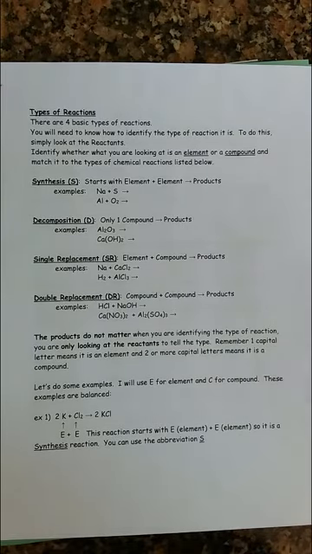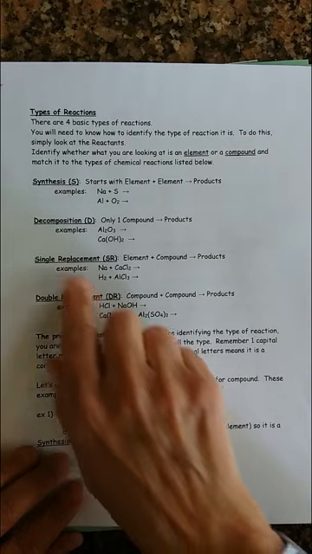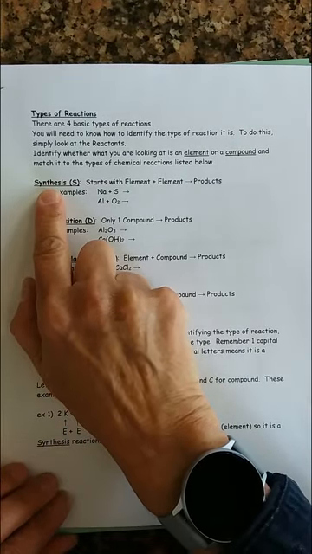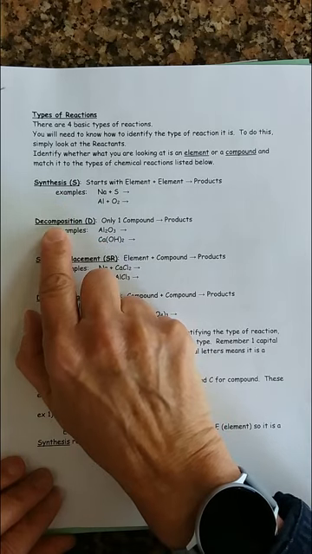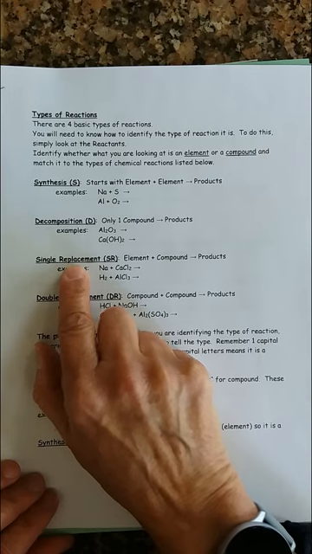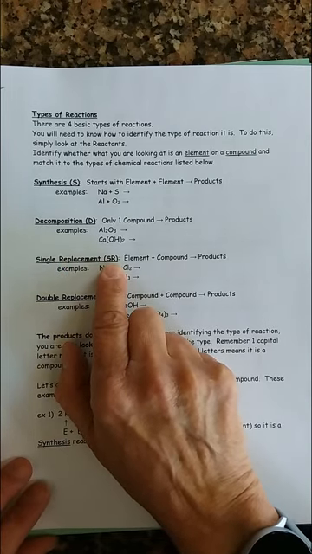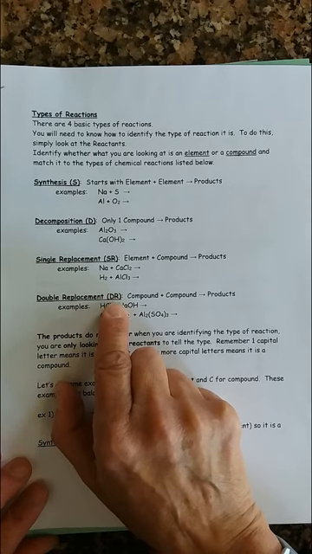So far we've looked at how to count how many elements, and we've used that to help us balance. Now we're going to look at how to identify the type of reaction that occurs. So we're only going to look at four types. We're going to look at synthesis, and we use the letter S as an abbreviation. We're going to look at decomposition, and we use the letter D. We're going to look at single replacement, and we can use the abbreviation SR, or we can see a double replacement, and we're going to use the abbreviation DR.